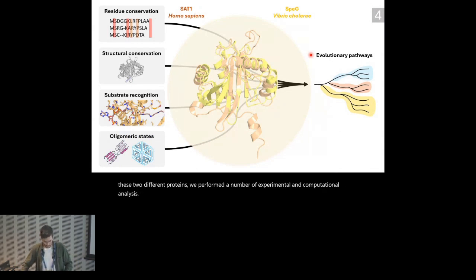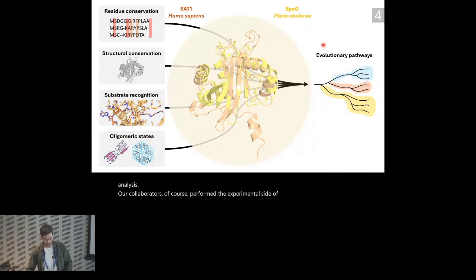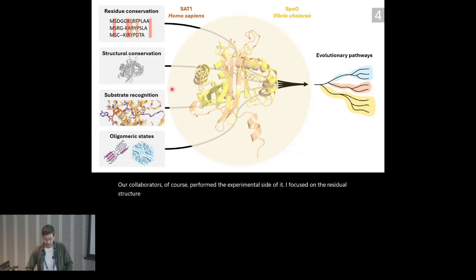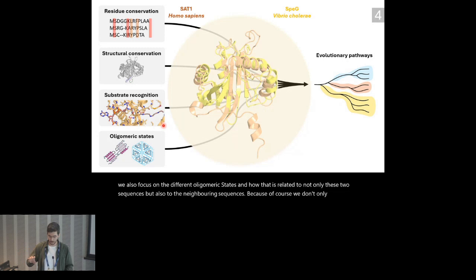Our collaborators, of course, performed the experimental side of it. I focused on the residue and structure conservation. I mapped the substrate activities that they reported to us and tried to understand how the substrate recognition process works. And then, of course, we also focused on the different oligomeric states and how that is related to not only these two sequences, but also to the neighboring sequences. Because, of course, we didn't only want to focus on these two entries, but also on the neighbor sequences in the sequence space that have a similar function and that also share similar oligomeric states.